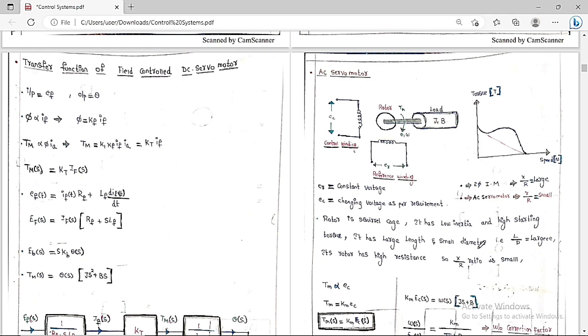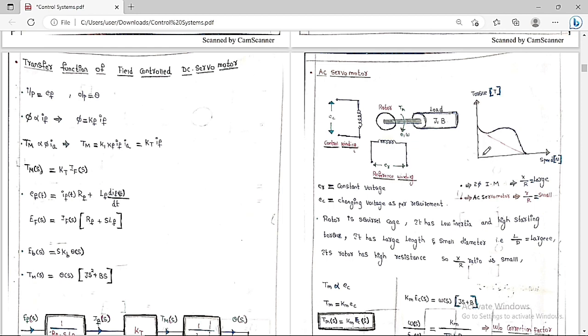So basically, in the case of AC servo motor, the rotor is a squirrel cage rotor. It has low inertia and it has high starting torque. You can see clearly that at speed equal to 0, we have a non-zero torque. It is a starting torque. So it is a self-starting motor, because at speed equal to 0 it has non-zero torque, and it has high starting torque.